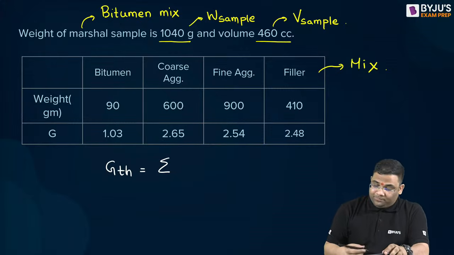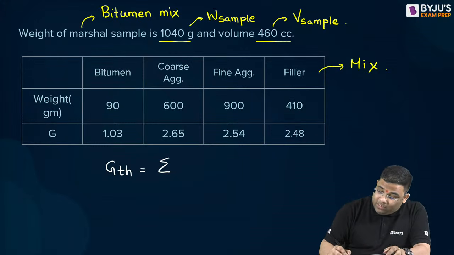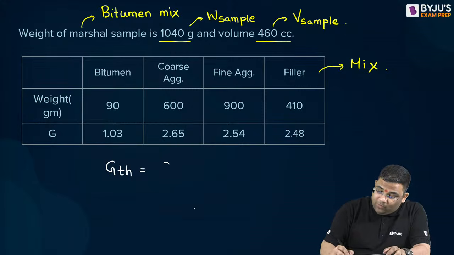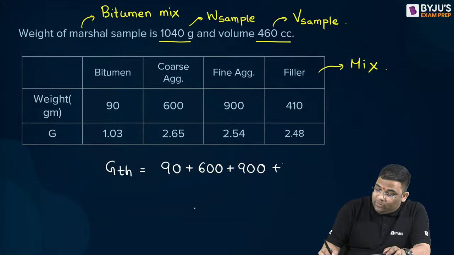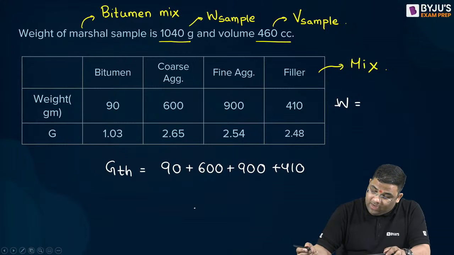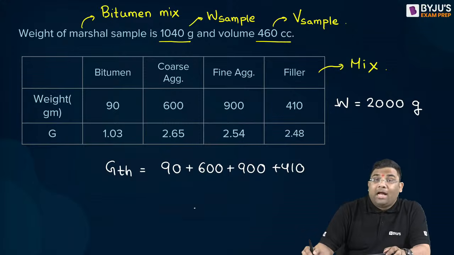Okay, so G theoretical is the total weight by total volume. Total volume is the summation of weight by G. First of all, the total weight: 90 plus 600 plus 900 plus 410. The total weight is 2000 grams.